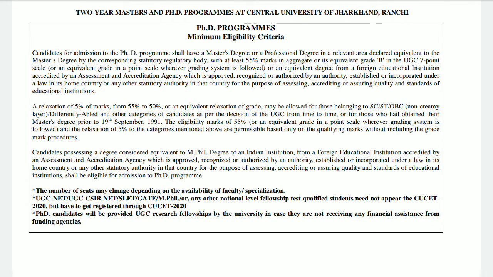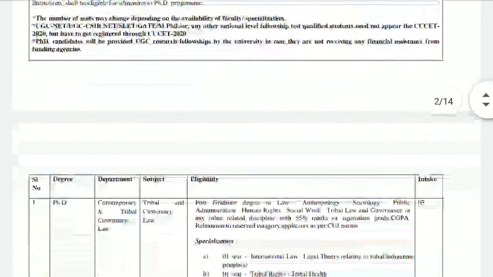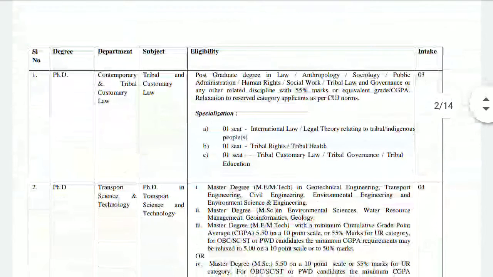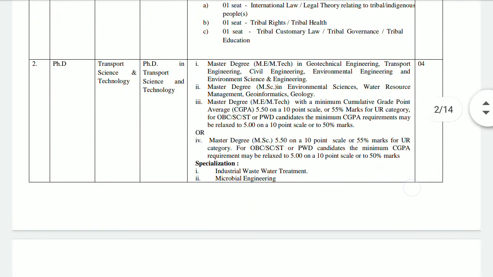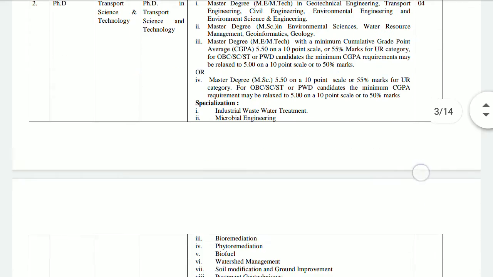So in this video we are going to see the admission notification. It is from Central University of Jharkhand. So here come the PhD courses we'll see. PhD in Contemporary and Tribal Customary Law, 3 seats are there, and then PhD in Transport Science and Technology, 4 seats are there.